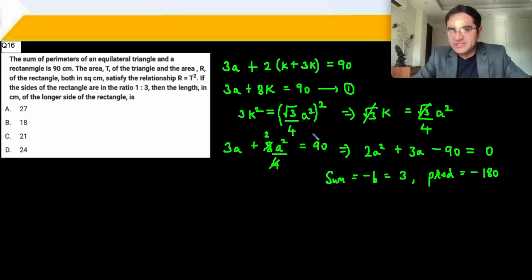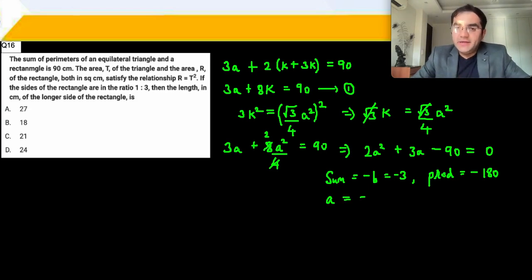I have changed the sign back, right? This was plus 3a. Sum is 3. So what are two terms whose sum is 3 and product is minus 180? By hit and trial I realize, sorry, sum is minus 3. I realize that it is product minus 180, sum minus 3. It's minus 15 and 12.